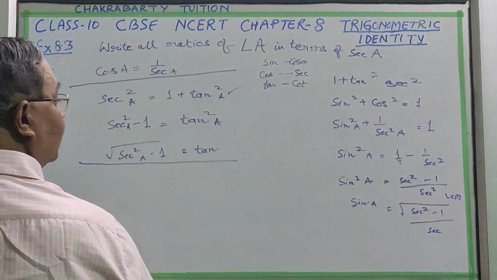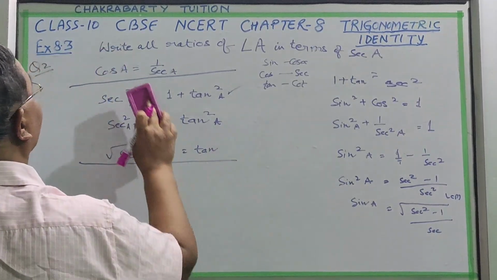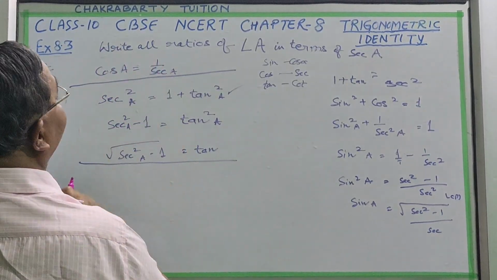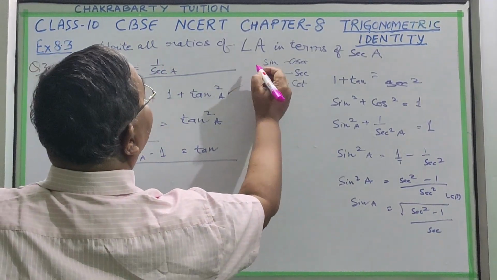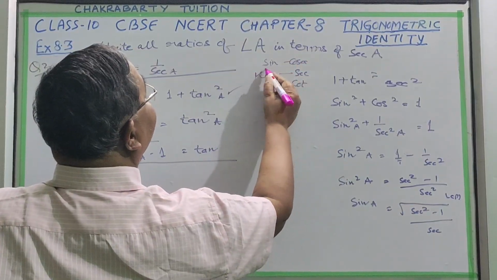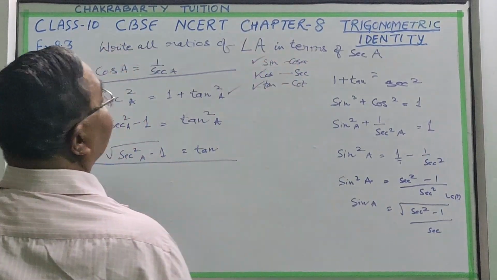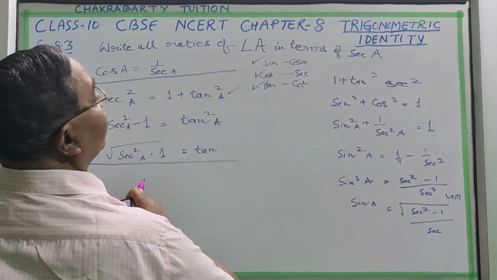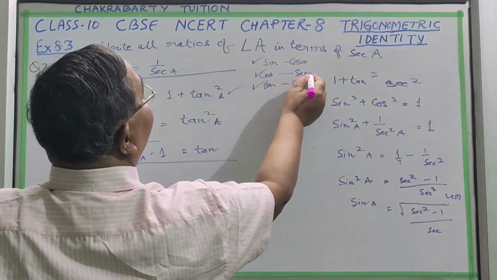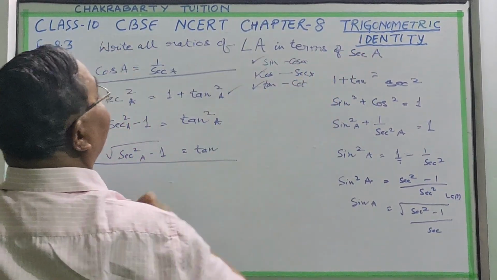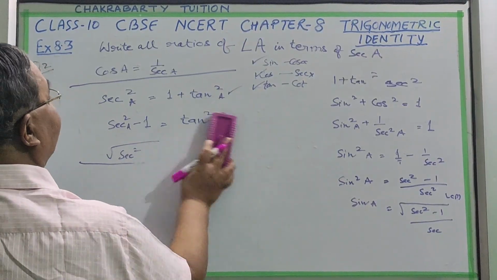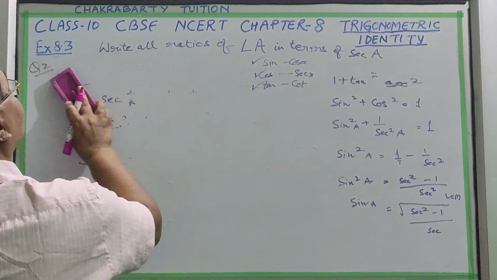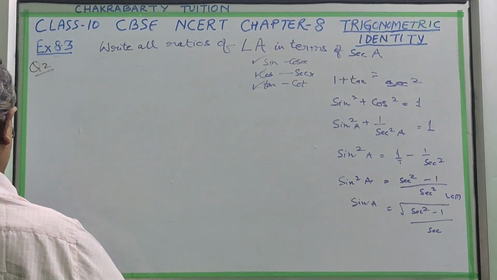Now this side we are rubbing, and further we are going ahead. So cos we have found out, tan we have found, and sine we have found. Now this side is remaining. Out of this, sec in terms of sec is not required because sec is sec. So now only 2 are required. So the other 2 we are going to make.